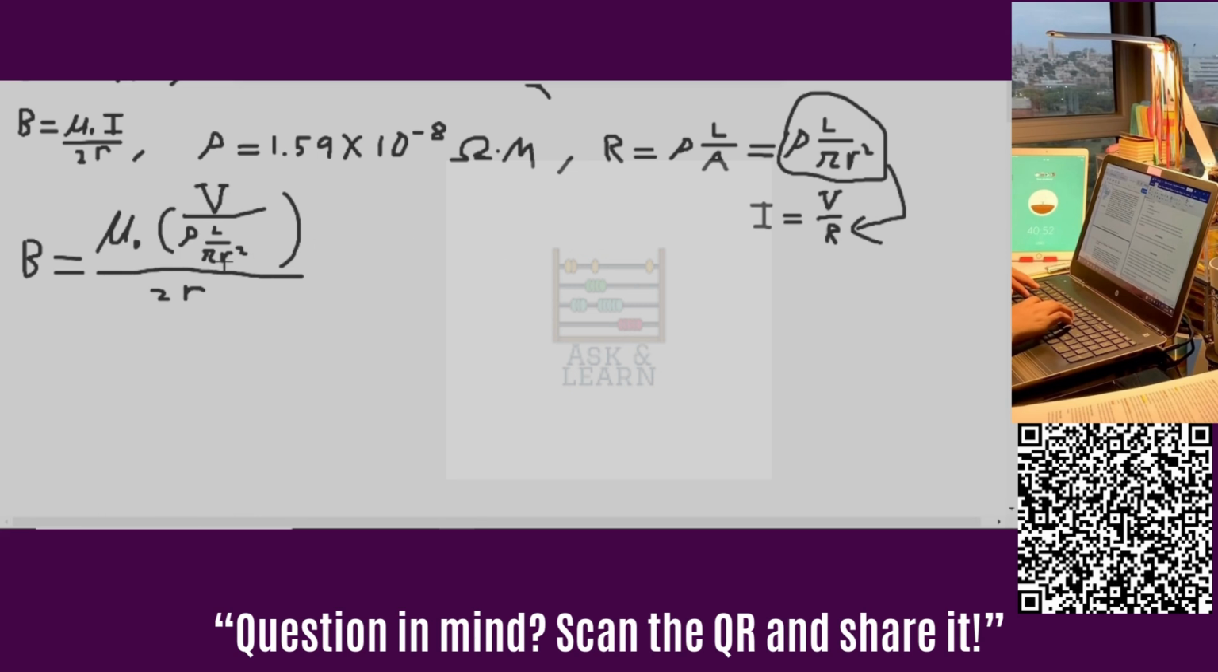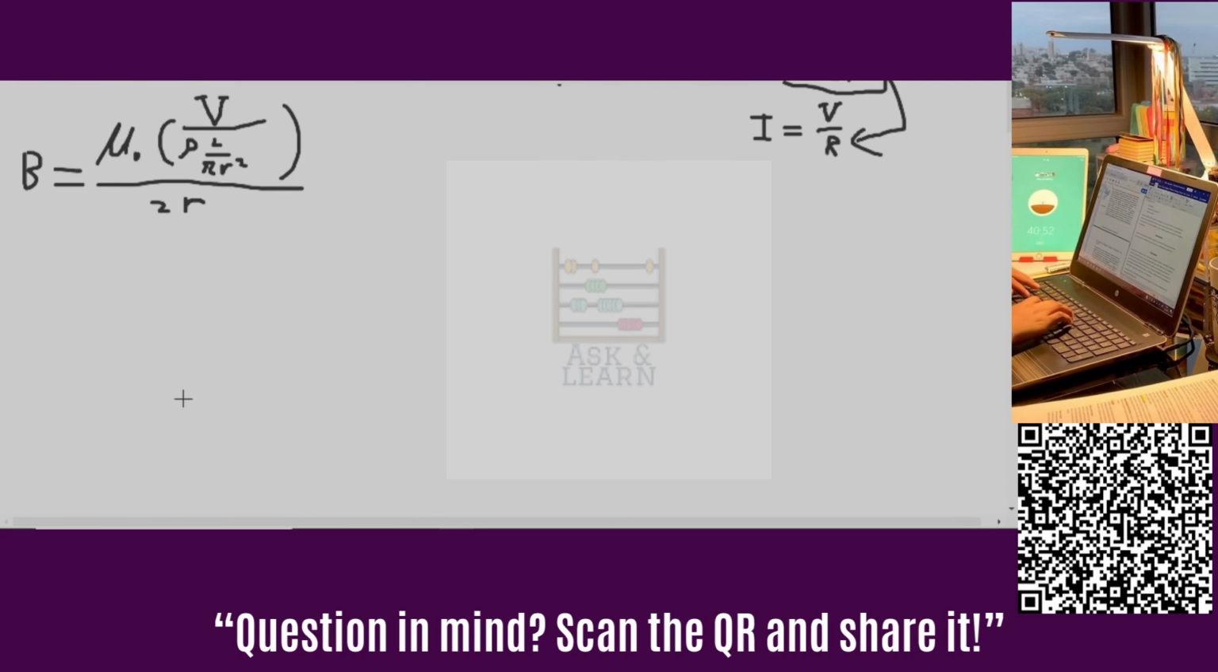So let's look at what we have. We know what B is, we're given that in the problem. Mu naught is a constant. We know rho, that's the resistivity of silver. We know the length, we know the voltage, we know pi, that's a constant. And all that's left is the radius. So now we just have to do some algebra here to solve for the radius, and we'll be all set.